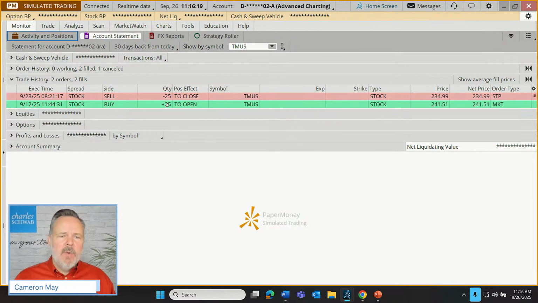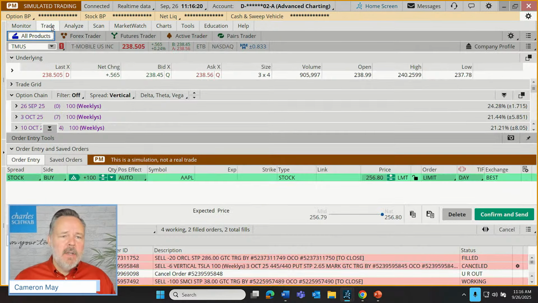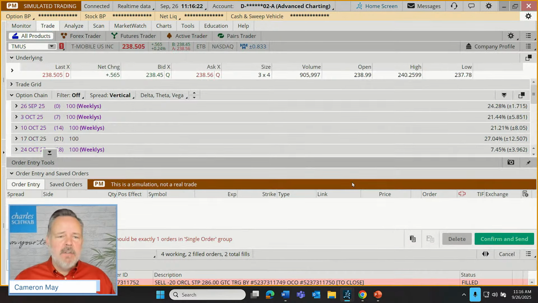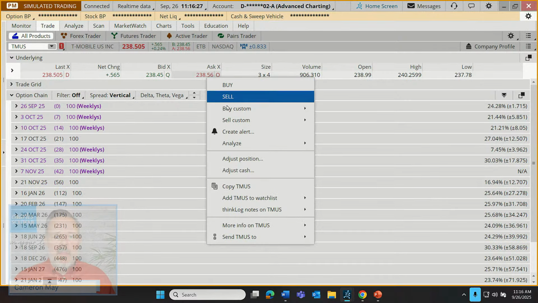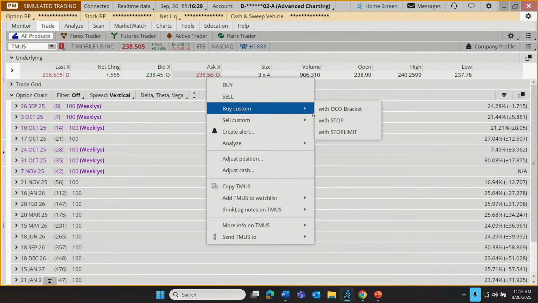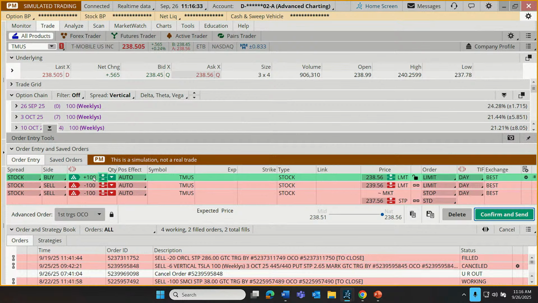And remember, last time we did 25 shares. We'll be consistent. Let's do an additional, or a new, 25 shares. So let's right-click on our ask price, buy a custom stock position with an OCO bracket. That puts in an order to buy 25 shares, and we can put in orders to sell 25 shares under disciplined conditions.